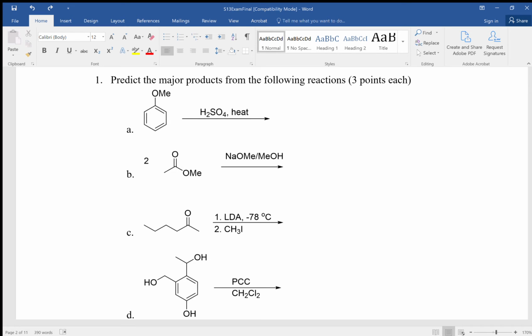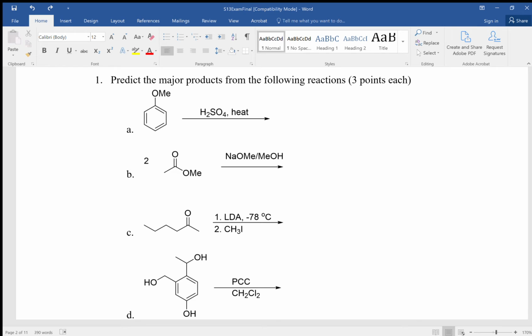So for this exam, we begin with our predict the products questions. Part A, we have sulfuric acid with heat. That's a sulfonylation reaction when we're dealing with electrophilic aromatic substitution.